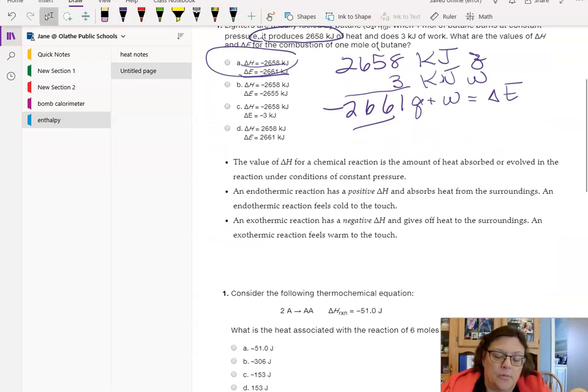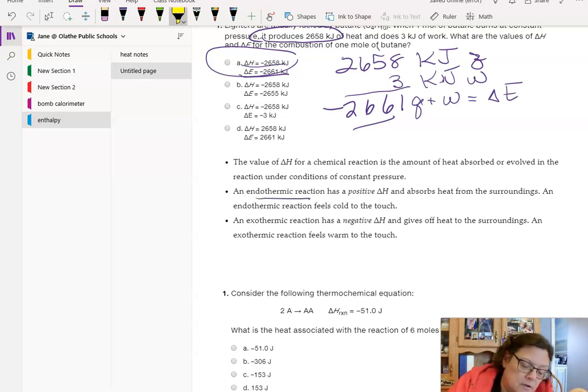All right, a couple things to remember. The value of delta H for a chemical reaction is the amount of heat absorbed or evolved in a reaction under constant pressure. If it's absorbed, it's going to be endothermic. We've already defined endothermic and exothermic. Endothermic is going to be a positive enthalpy. Exothermic is going to be a negative enthalpy.